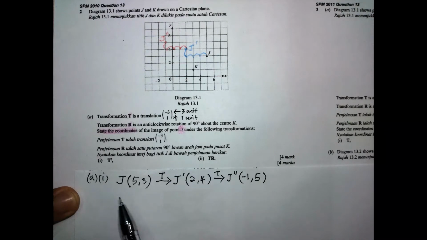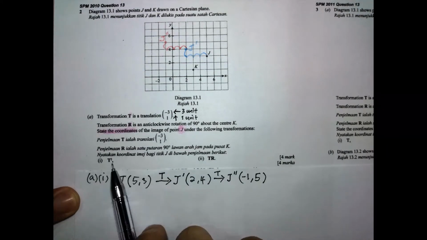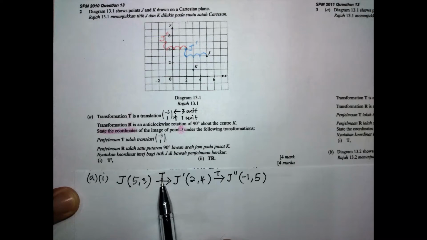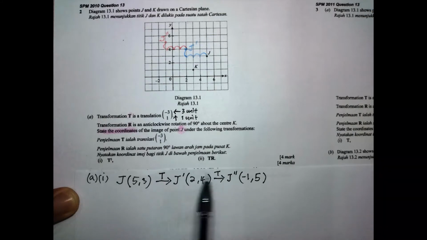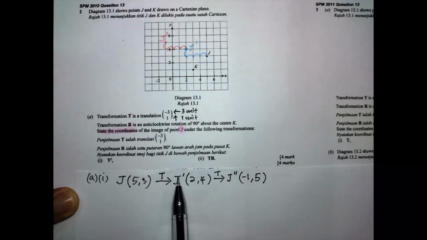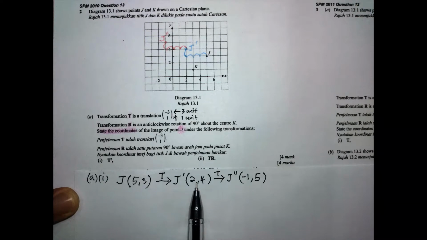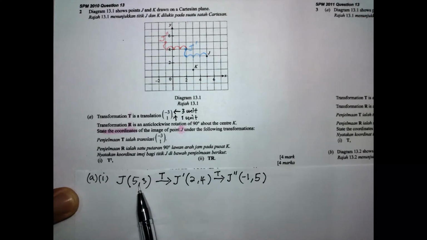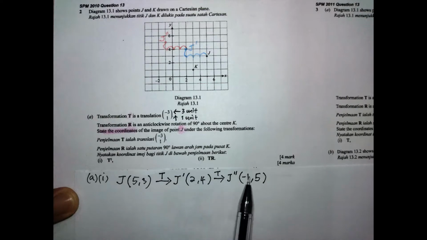So T squared means we do the transformation T two times. We have to continue from the object to the first image to the second image. So this is for A1.